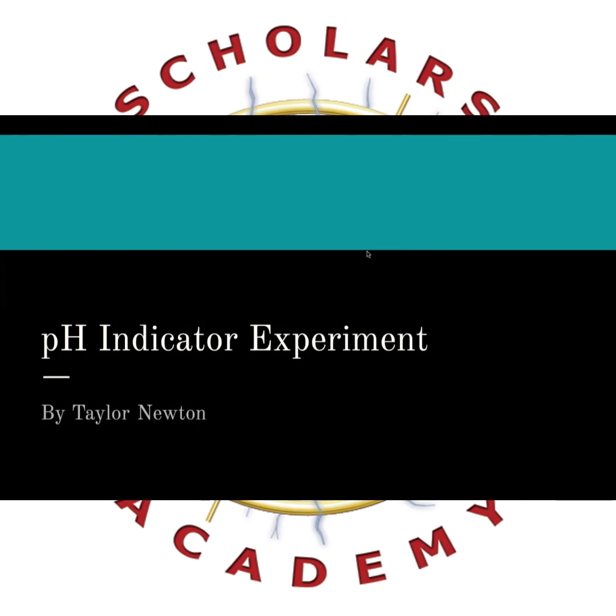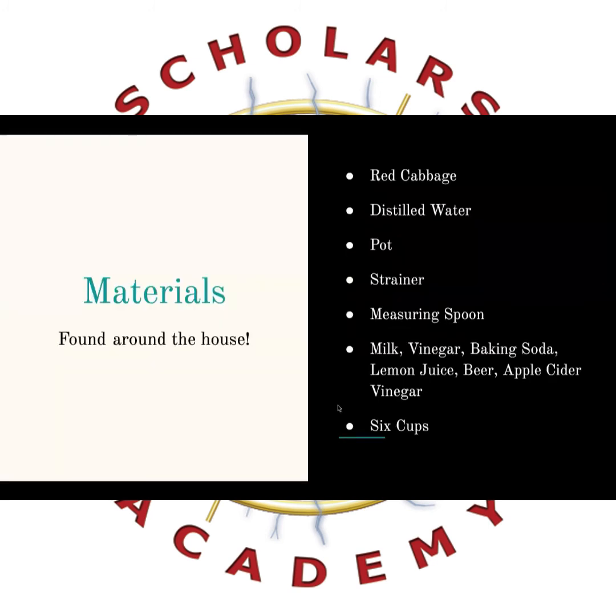pH indicator experiment by Taylor Newton. So for this experiment, you'll need red cabbage, distilled water, pot, strainer, measuring spoon, milk, vinegar, baking soda, lemon juice, beer, apple cider vinegar, and 6 cups, as well as a knife and a cutting board for chopping up the red cabbage.